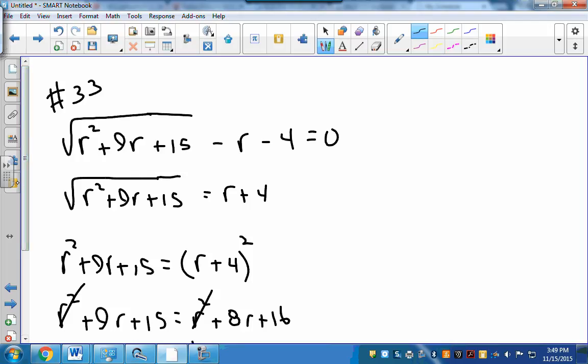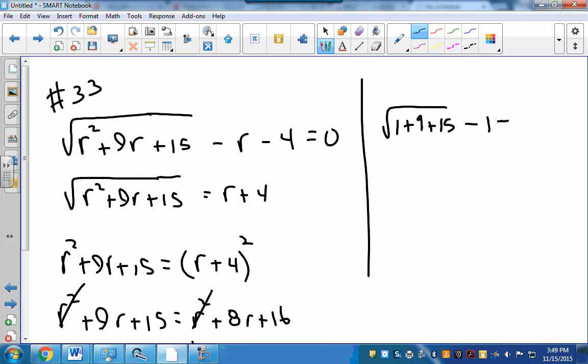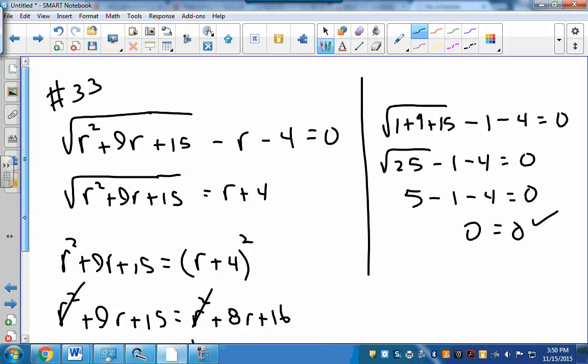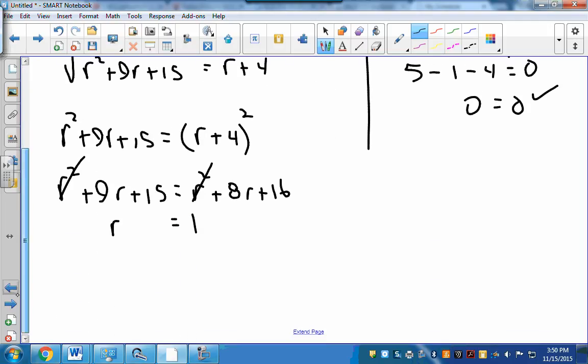Now for the check. So back to the very original, we have the square root of 1 plus 9 plus 15. Take away 1, take away 4 is supposed to be 0. This is the square root of 25. Take away 1, take away 4 is 0. 5 less 1 less 4 equals 0. 0 equals 0. That's good. Checks. I guess I should have put a question mark here. Don't know whether it's equal until you actually check it, but it does check out. So the answer is r is equal to 1.